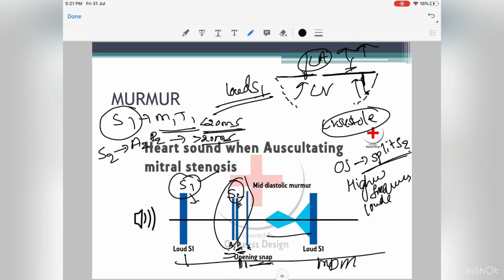In mitral stenosis, after the opening snap, there is blood flow across a narrowed valve which produces a murmur, that is mid diastolic murmur. That is after the opening of the valve. During the isovolumetric relaxation period, there is no murmur. Immediately after the valve opening, there is a murmur. The murmur initially increases, reduces, and just before the next cycle, there is pre-systolic accentuation, that is an increase in the intensity of the murmur just before the first heart sound.